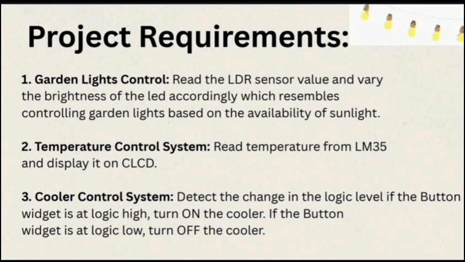First is garden light control. The LDR sensor is simulated to sense light intensity. Depending on the sensor value, the LED brightness changes automatically. This simulates how garden lights would automatically turn on in the darkness and turn off in the daylight. This helps demonstrate energy efficient lighting automation in the virtual setup.